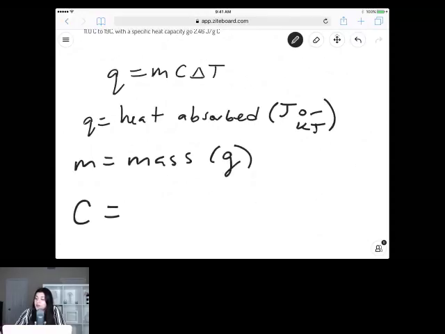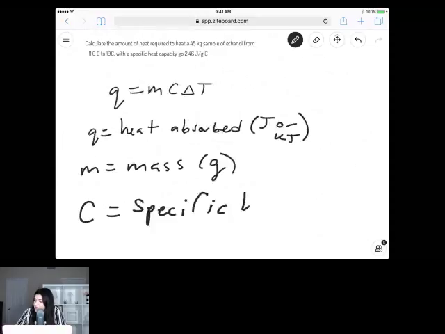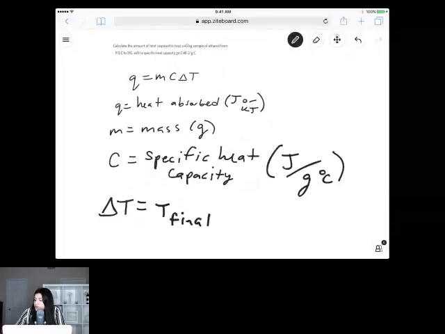So C is known as our specific heat capacity, which its units, and let me actually write that. So C is our specific heat capacity, which the units are joules divided by grams Celsius. And lastly, this is called a delta T. All that is a change in temperature. So we're doing our final temperature minus our initial temperature. And that's measured in Celsius.